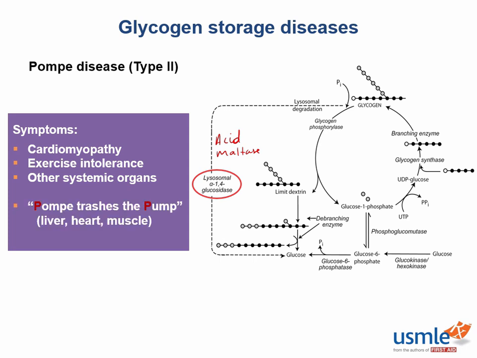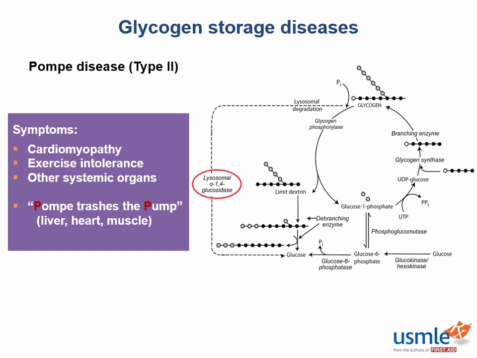Now what you'll want to remember is that Pompe's disease trashes the pump, meaning that this disease affects mostly the heart, but there are other organs involved as well, those of which we just mentioned, the liver as well as skeletal muscle. Now the main finding within Pompe disease is a cardiomyopathy, as well as other systemic findings, such as exercise intolerance, as well as significant muscle loss. And once again, if you just think back to the mnemonic, Pompe's disease trashes the pump, you'll remember that Pompe's disease is associated with a cardiomyopathy.